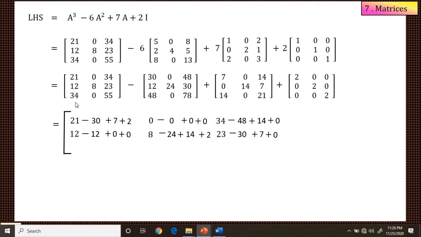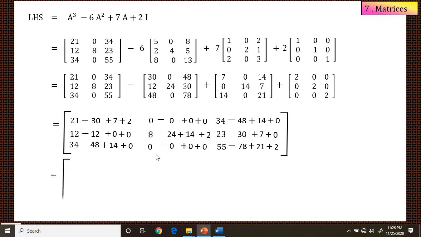Next the third row elements: first element 34 minus 48 plus 14 plus 0. Next element 0 minus 0 plus 0 plus 0. Next, the last element 55 minus 78 plus 21 plus 2. So simplifying this, you will get all elements as 0. That means this matrix is denoted by O, which means that we got A cube minus 6A square plus 7A plus 2I as the 0 matrix. So we proved that this expression gives you the 0 matrix.